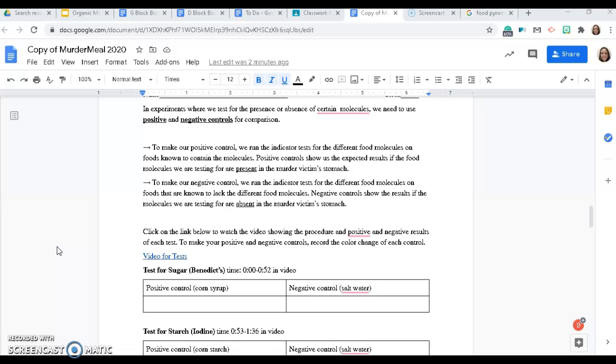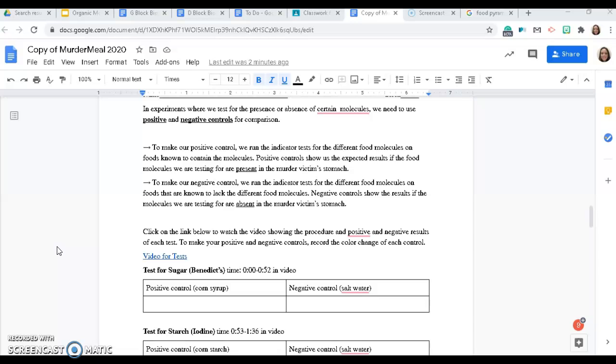And then to make our negative control, we'll run the indicator test again for the different food molecules on foods that are known to lack the different food molecules. Negative controls show the results if the molecules we are testing for are absent in the murder victim's stomach.